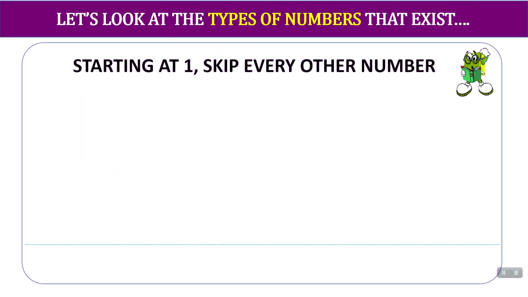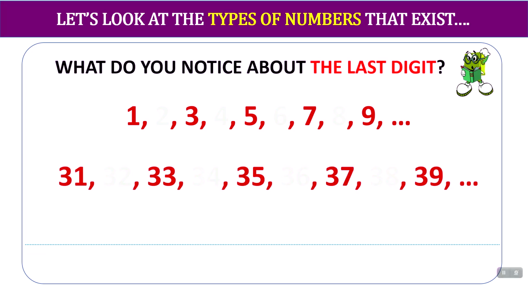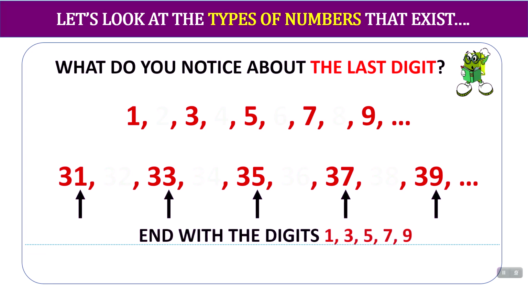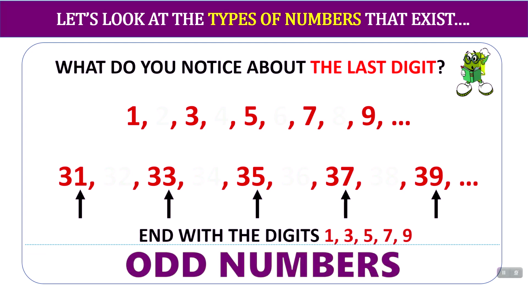Now, let's start with the number 1 and skip every other number and tell me what the number is. Go. 1, 3, 5, 7, 9, and so on. Now start with the number 31 and count every other number. Go. 31, 33, 35, 37, 39, and so on. Now what do you notice about the last digit in every one of these red numbers? By now you can see that they all end with the digits 1, 3, 5, 7, or 9. These are the odd numbers.